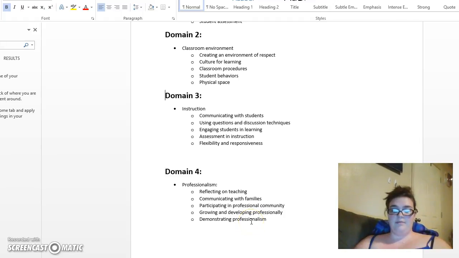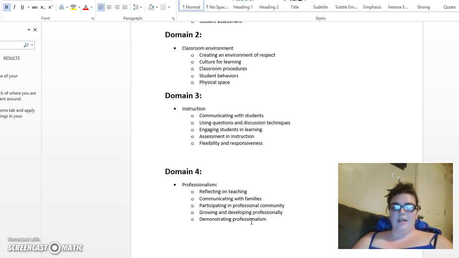You have to demonstrate professionalism, because if you don't, then your students aren't going to want to be around you, other teachers aren't going to want to be around you, and you're not going to be able to stay within a district or a school because they're not going to want you there because you don't act in a professional manner or way. So that's what I took from TESS and the 4 Danielson domains.